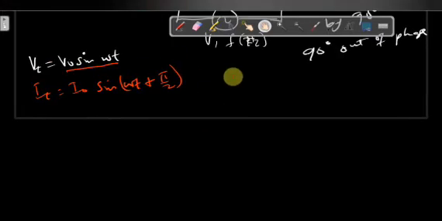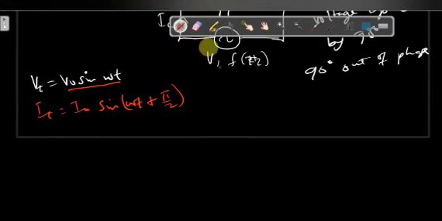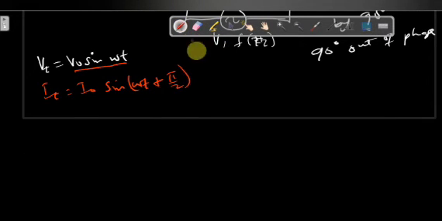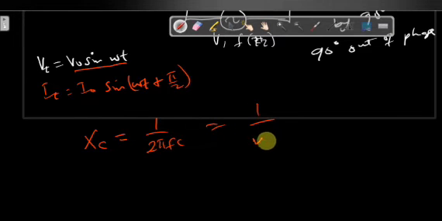Okay, so next we can look at the reactance. So the reactance is going to be XC. That will be equal to 1 over 2 pi fC. So you can see the difference now, or 1 over omega C. Okay, 1 all over omega C, because omega is equal to 2 pi f.